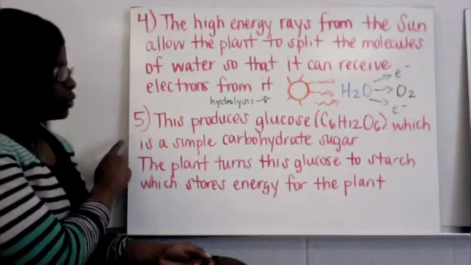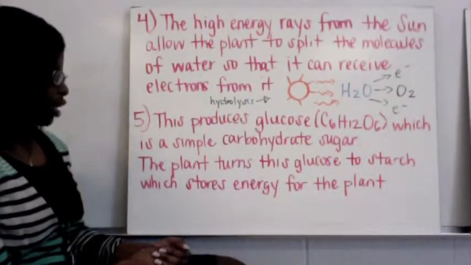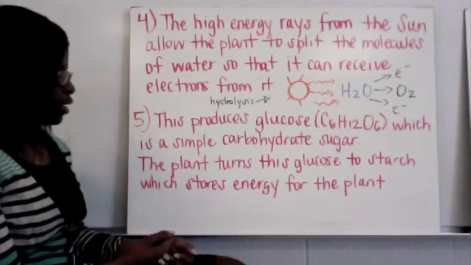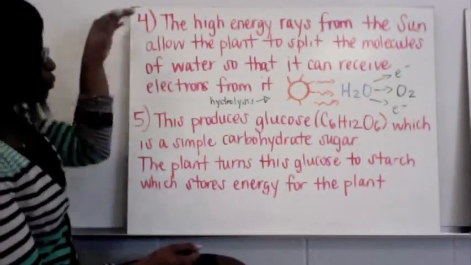So what's also produced in photosynthesis is glucose, which is a simple carbohydrate sugar. The plant turns the glucose into starch, which is how energy is stored for the plant.